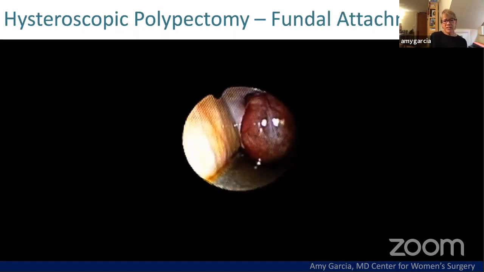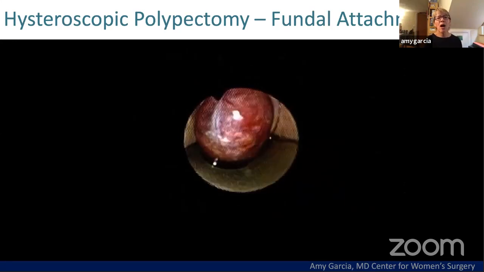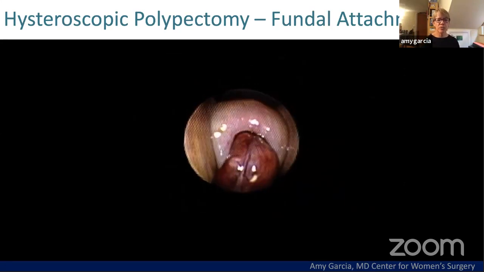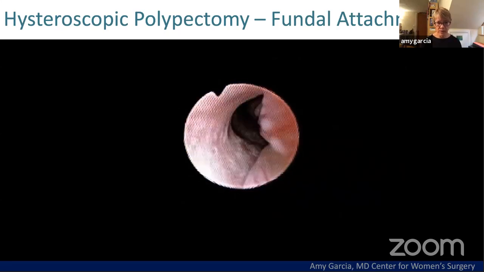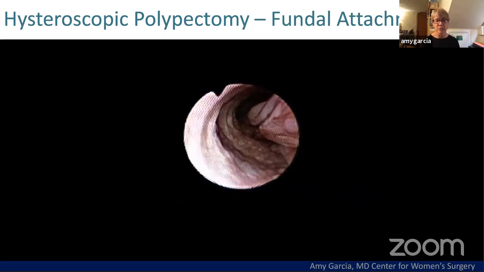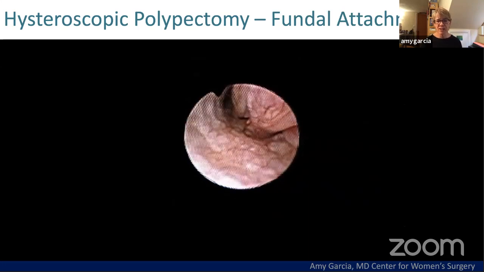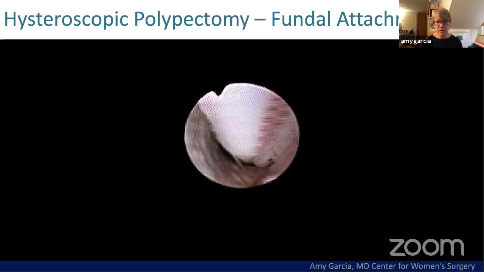Now, what about a fundal attachment? This is a fiber optic flexible diagnostic procedure. I know that this is very tempting. We've all seen this, and you want to put a ring forcep on and you want to twist this and remove this. Please don't do this in the office. And secondly, please don't do this at all.